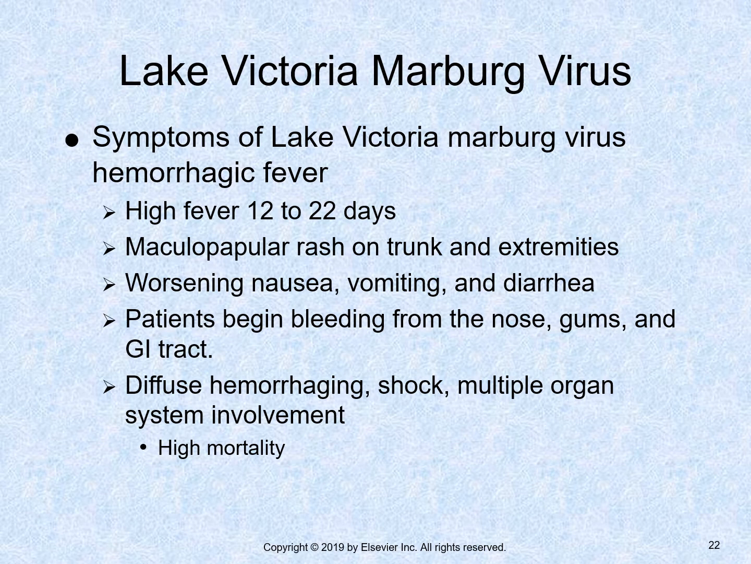First, we'll discuss Lake Victoria Marburg virus. So this was named after the location of the first outbreak in Marburg, Germany. Symptoms of Lake Victoria Marburg virus hemorrhagic fever include a high fever for 12 to 22 days, a maculopapular rash on the trunk and extremities, worsening nausea, vomiting, and diarrhea, and patients begin bleeding from the nose, gums, and gastrointestinal tract. Diffuse hemorrhaging, shock, and multiple organ system involvement lead to a high mortality rate of this infection.